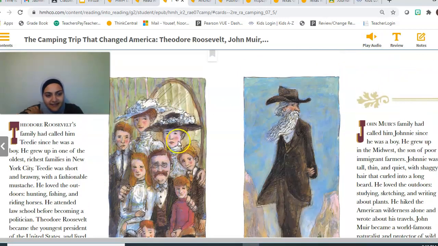So this is Theodore Roosevelt. He was the youngest president of the United States.